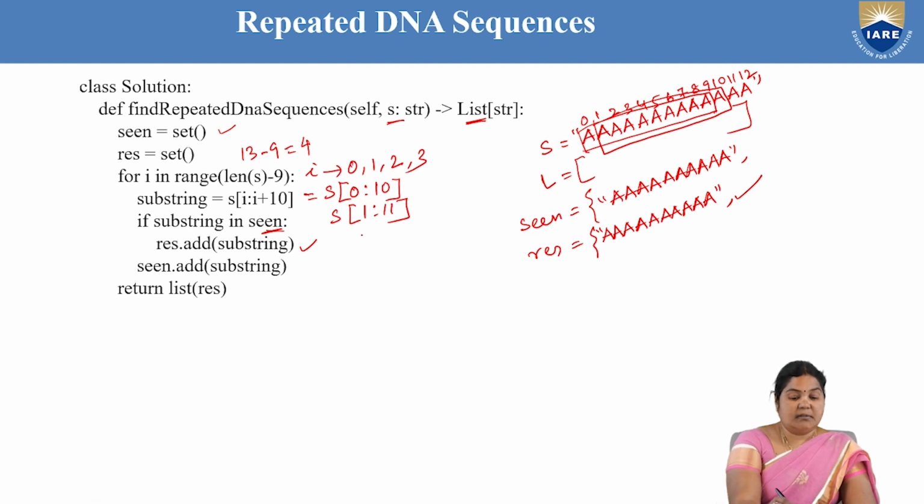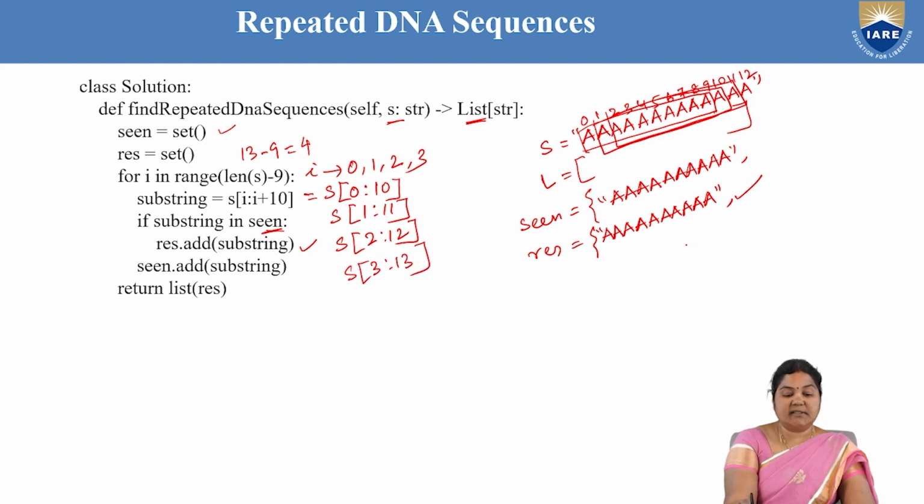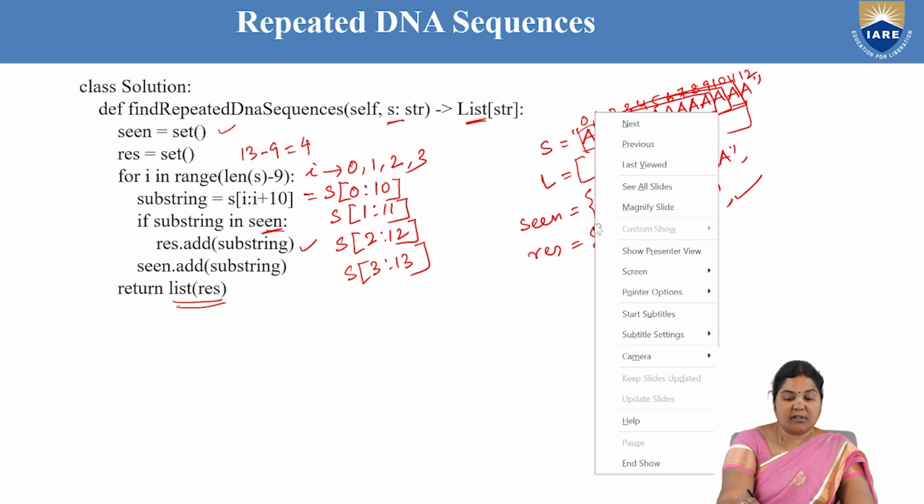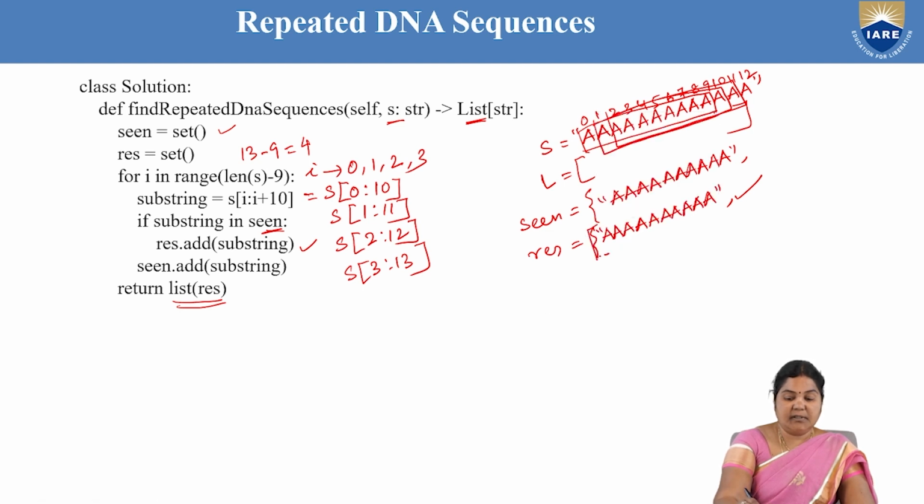What will happen next time? S of 2 to 12, the third one. Is it there in seen? Yes, it is there. Then add it to the result. Similarly, S of 3 to 13 it will do. It is a repeated sequence, it is there in seen, so you have to add it to the result. And finally, we have to return the list of result. So we will convert it into a list. I hope it is clear.